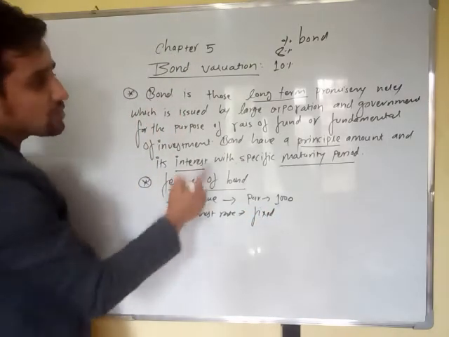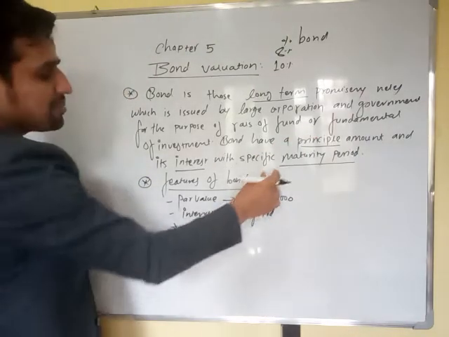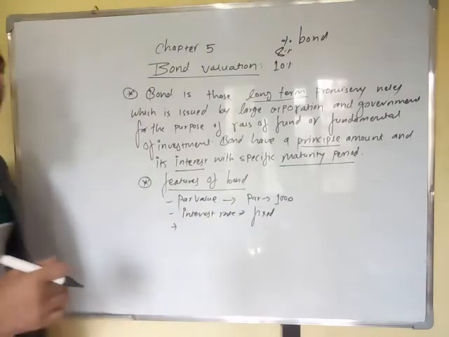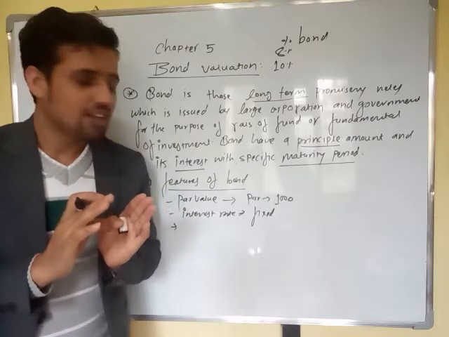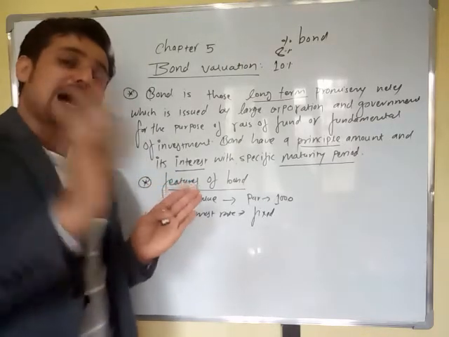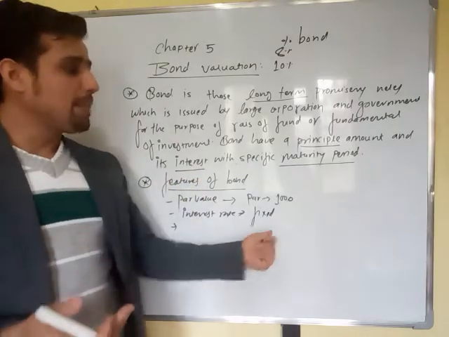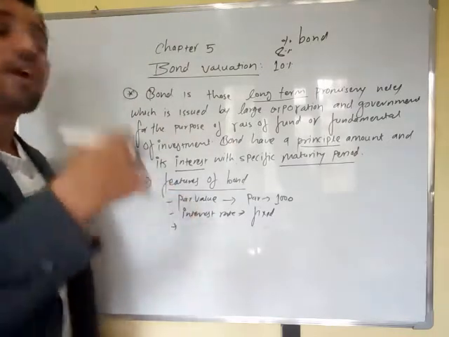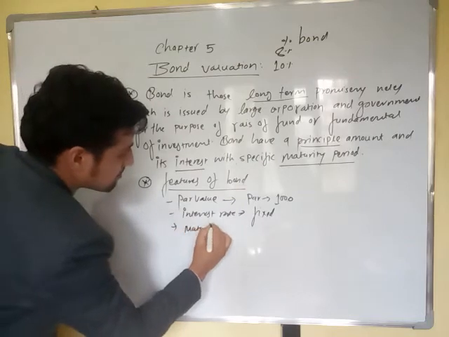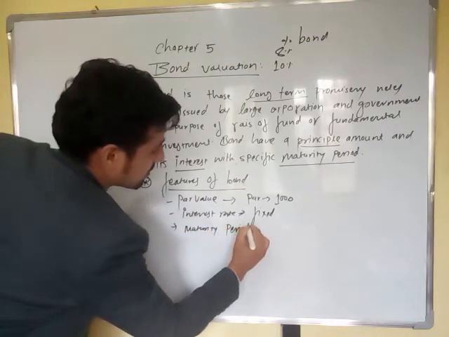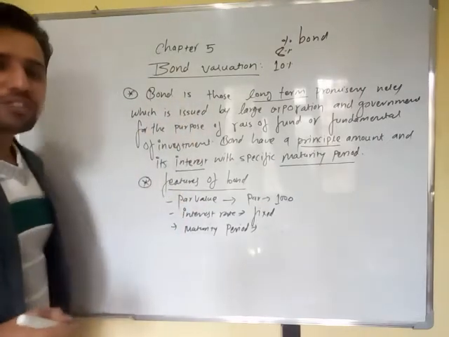Then next one is specific maturity period. Specific maturity period means when, in the agreement between lenders and borrowers, the principal amount is fully paid back in the final year or final period. That's called a maturity period. This is also fixed or specific according to their loan nature.